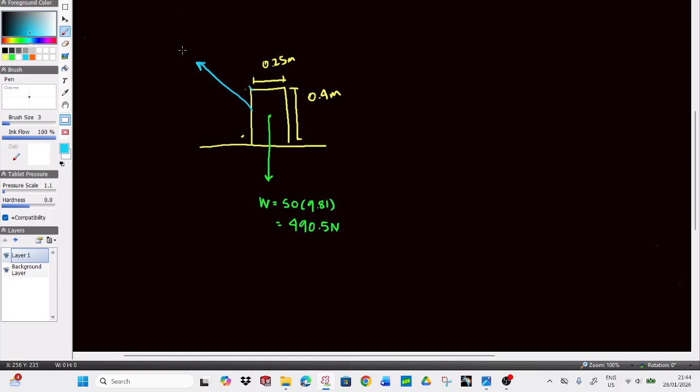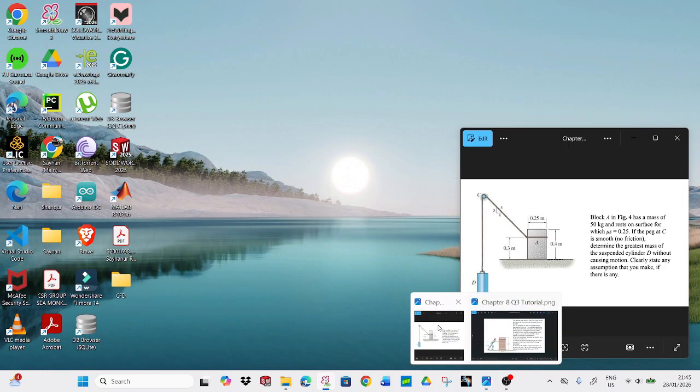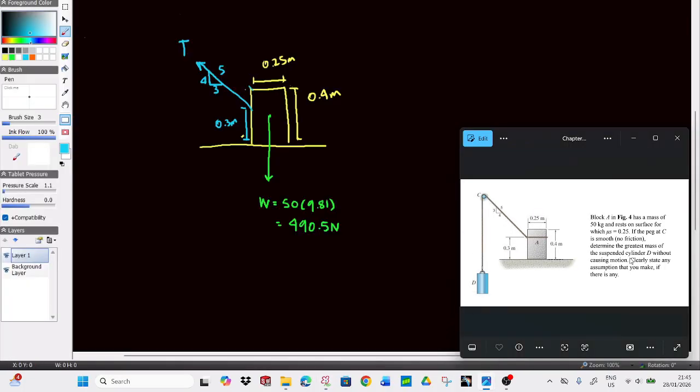Okay? This is the tension itself of the cable. The angle is 3, 4, and 5, which is a Pythagorean triangle. And here is 0.3 meters. Okay. So we have some very useful information here, right? And the question is asking us to determine the greatest mass of suspended cylinder D.